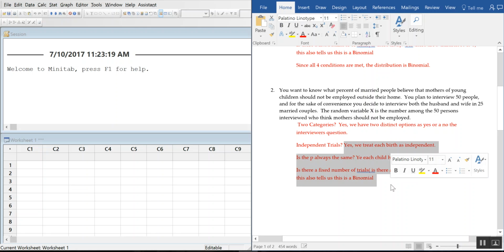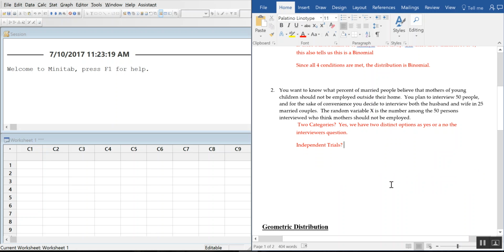Okay. Now you want to ask yourself, are our trials independent? This is one where you might be thinking, oh, well, are the individuals that I'm interviewing independent? And the answer is simply no. The reason being is that often when you marry somebody, your opinions tend to be the same on things so that you don't fight as much.